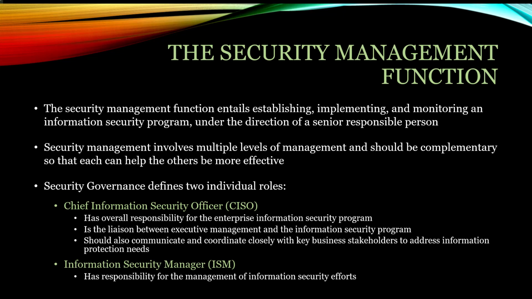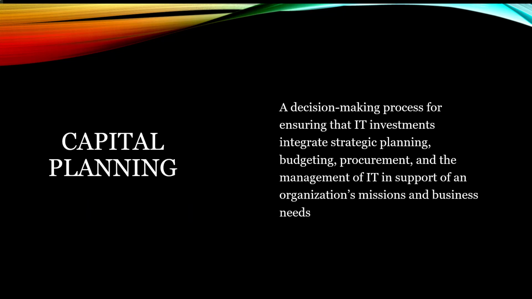So why does it need to be top down? Typically because security costs money, so there needs to be some type of capital planning. This is basically a decision-making process that ensures the appropriate amount of investment is in technology support, technology protection, and technology security that integrates the strategic planning, so that business goals are aligned. This will deal with budgeting, procurement, management of IT, and all of the technology support areas throughout the entire organization, ensuring alignment between the mission and the business, and ensuring that IT actually supports both the mission and the objectives.